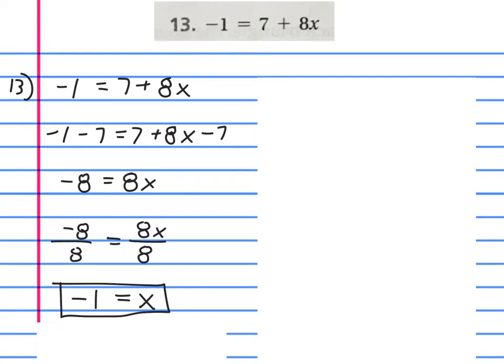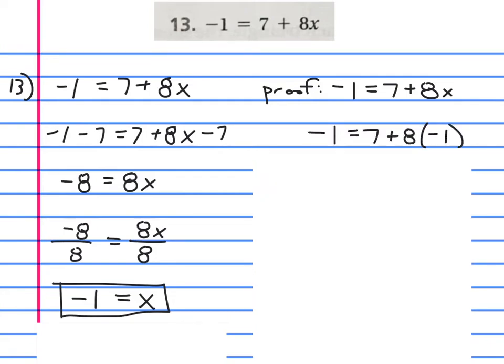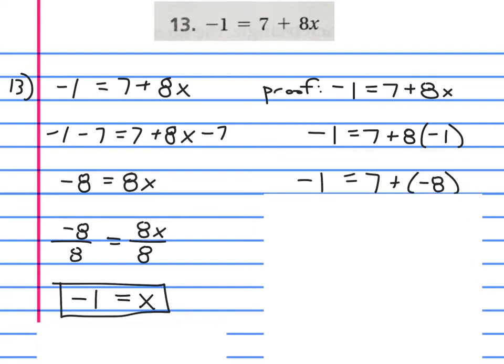This right here, -8 divided by 8, is -1. So I boxed the answer, and now I'm going to do the proof. Here, proof, and here's the original equation. I'm going to rewrite the original equation and put parentheses where the variable was and substitute in the value that we think x is equal to, -1. And we then simplify each side. The left-hand side doesn't need to be simplified, but we need to simplify this portion on the right-hand side.